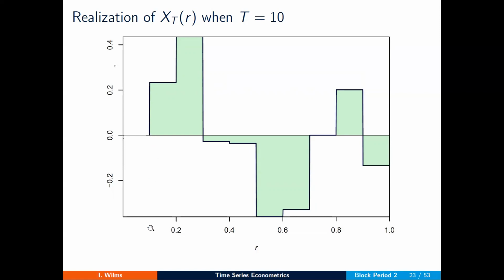Now, when r is equal to 1 over T, so when I have a fraction 0.1 in this case, my first error term starts entering. And I'm jumping to this level over here. At r equal to 2 over capital T, or 0.2 in this case, I have the partial sum of my first two error terms, and I arrive at this level, and so on. So any realization of my scaled partial sum process results in this step function for r, the fraction of the sample over which we sum the errors.